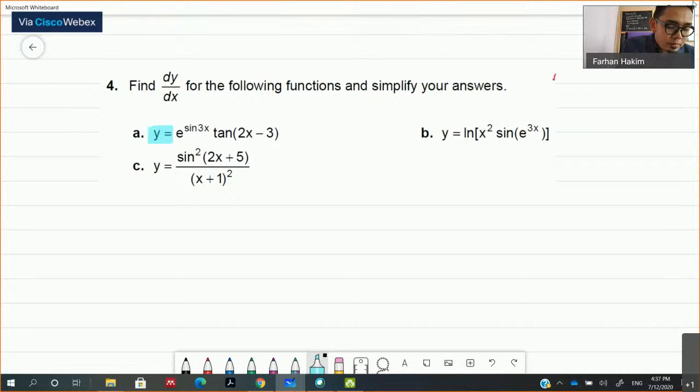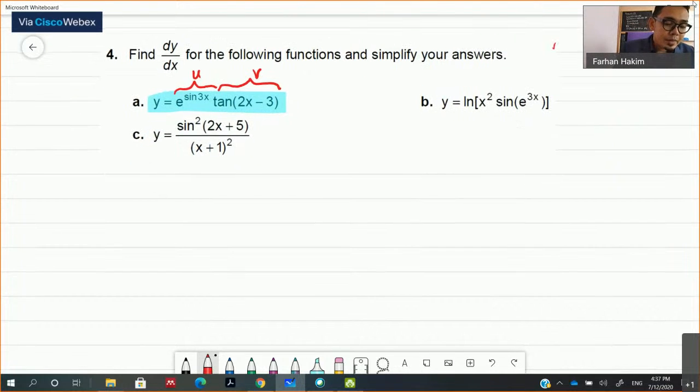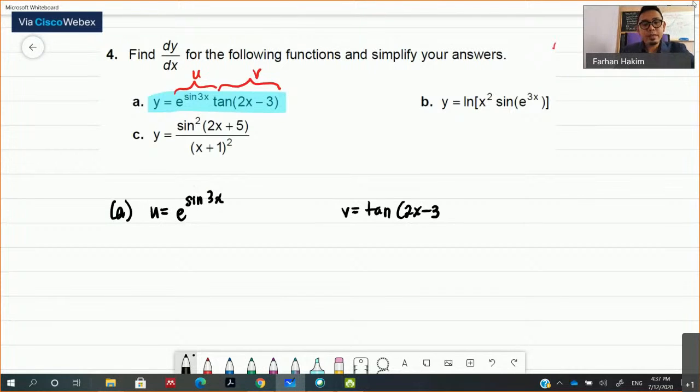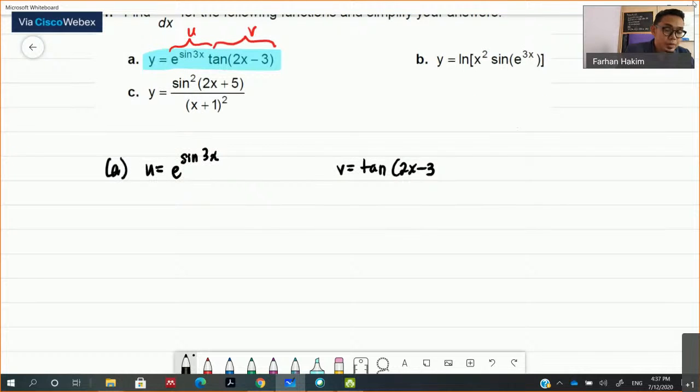We have this y equal to this. So we should actually divide this into two parts here. We cannot simply multiply that, all right? So this one is actually u, this one is actually v. So we have to use the product rule in this case. For question A, we write u equal to e to the power of sine of 3x, and v is given by tangent of 2x minus 3. Right, so something like this. Okay, so we have to differentiate u and also differentiate v.